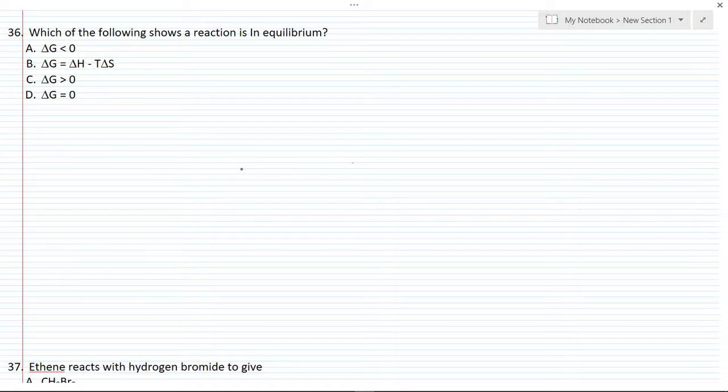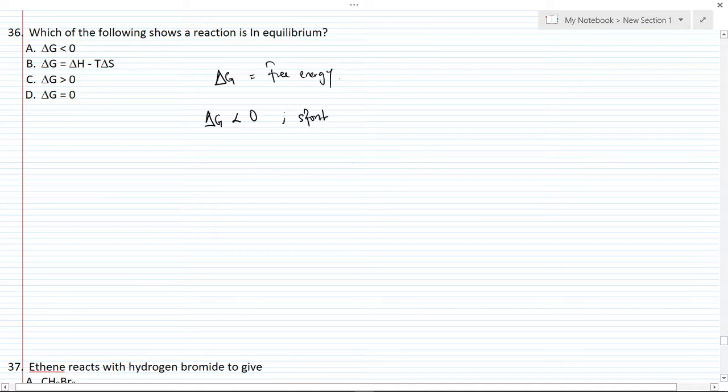So delta G represents the free energy, or energy available in a system. Depending on the value, one can tell if a reaction would be spontaneous, non-spontaneous, or in equilibrium. So when delta G is less than 0, this signifies a spontaneous reaction. A spontaneous reaction means that the reaction will be able to proceed on its own without any external influence. An example would be evaporation.